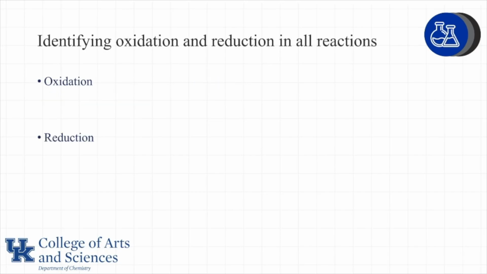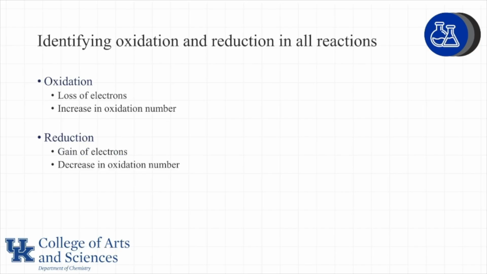Before we look at reactions, we need to learn a little bit more about what oxidation and reduction are. Oxidation occurs when we have the loss of electrons, and that also goes along with an increase in oxidation number because we're losing negative charge, so our oxidation number increases. Reduction is the gain of electrons and also goes along with a decrease in oxidation number because we are gaining additional negative charge.